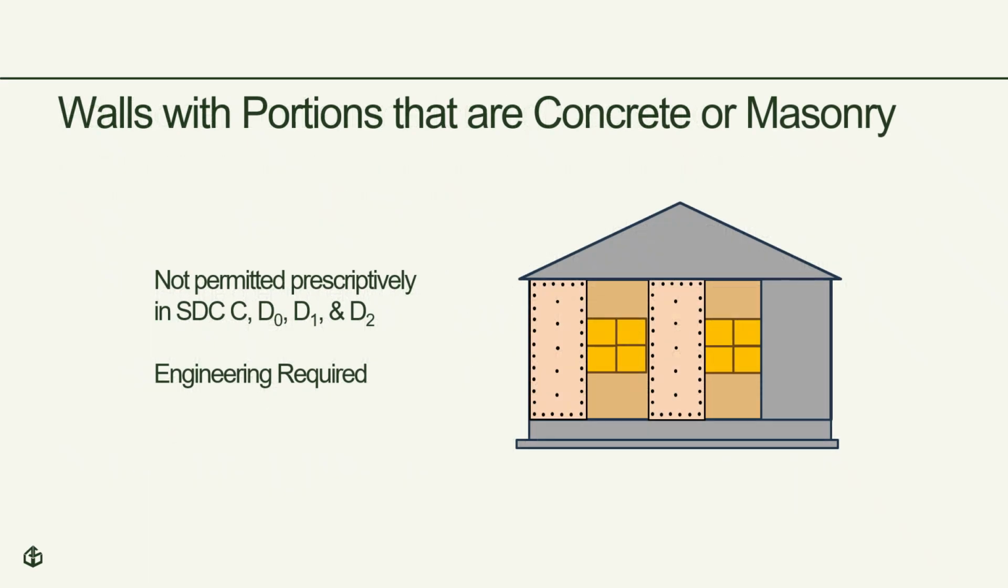In this illustration, you can see what that looks like. The brace wall panels shown cannot account for the additional mass and weight of the concrete or masonry that's also a part of that wall. So in a seismic event, it could likely result in a failure. Situations like this require engineering.